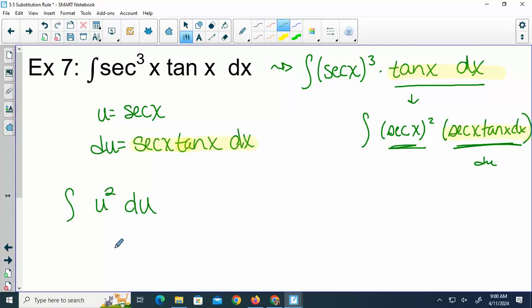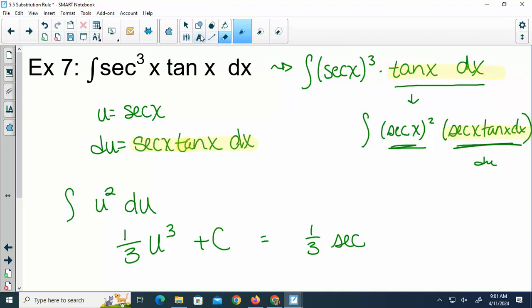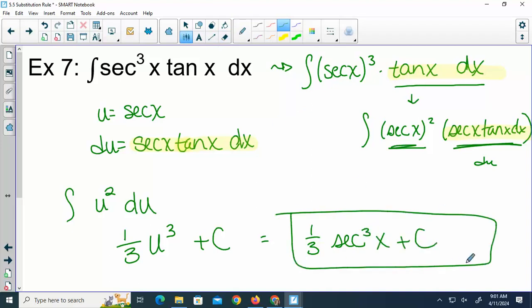What is the antiderivative of u squared? Plus c. And then at the end, we just have to replace u. So u was secant, so that would be 1/3 secant cubed x plus c. Or you could say 1/3 and then in parentheses secant x with a cube on the outside. Is that one okay?